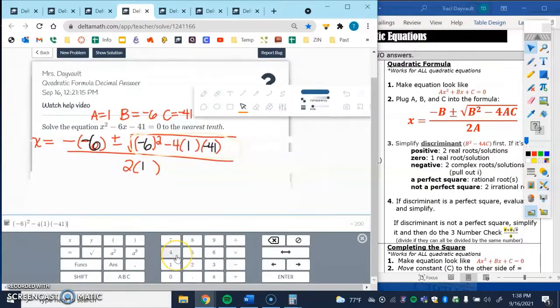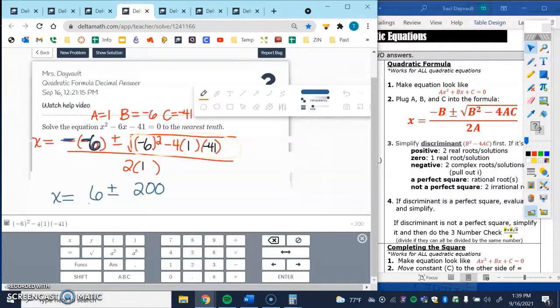This tells me the discriminant is 200. Notice I didn't type in the square root. Okay, so this has a discriminant of 200. I'm going to bring down the rest. X equals, right here where I have -6, that is going to turn into a +6.